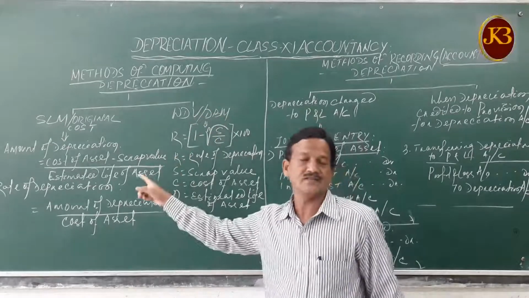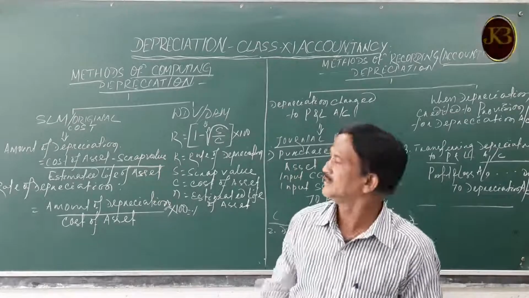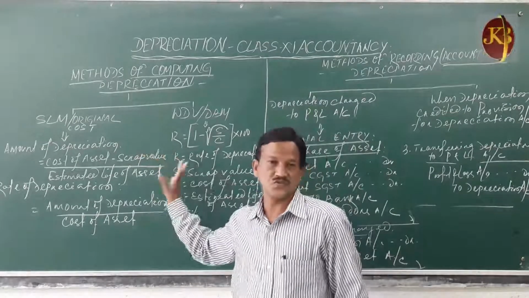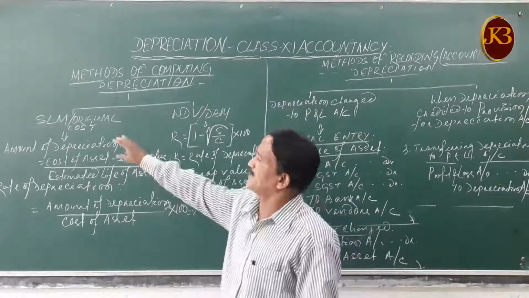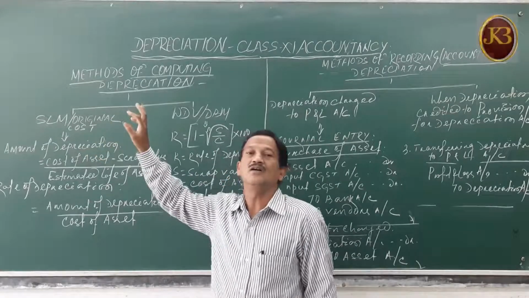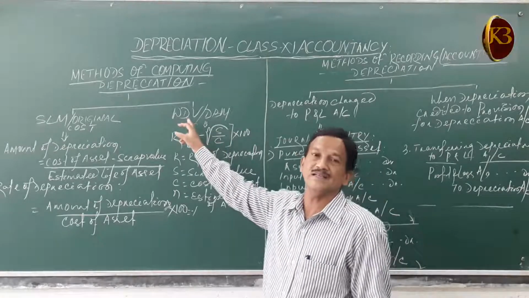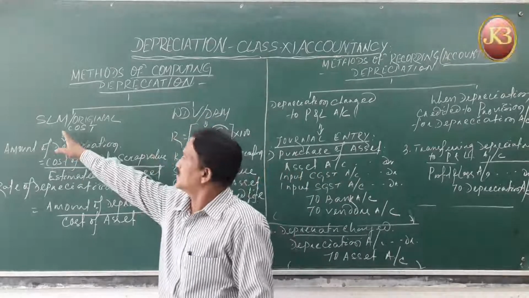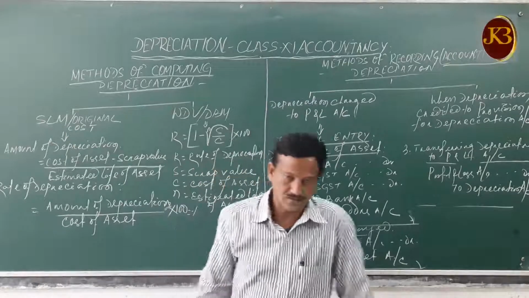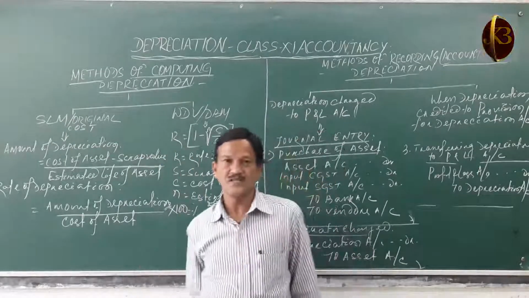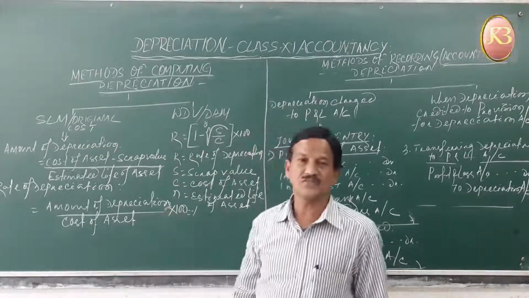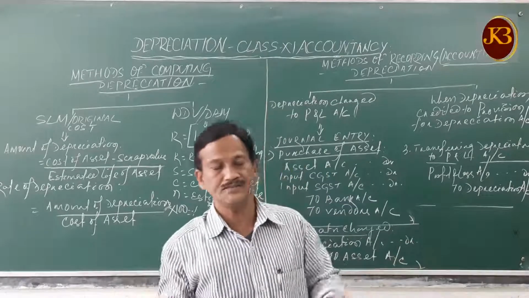For calculating the amount of depreciation, there are two methods used. The first method is the straight line method. The second method is the written down value method. Shortly we call it the WDV method, and the other is the SLM method. Let's come to the first method, that is the straight line method.